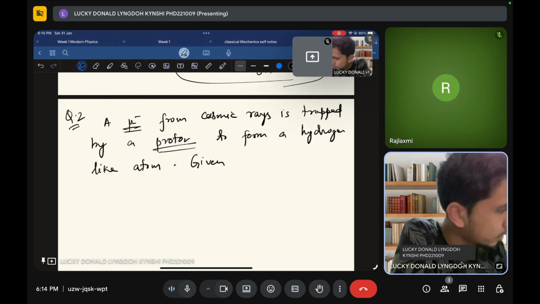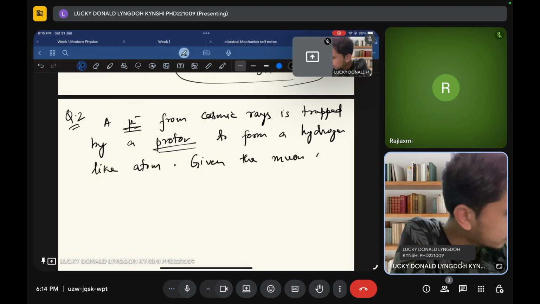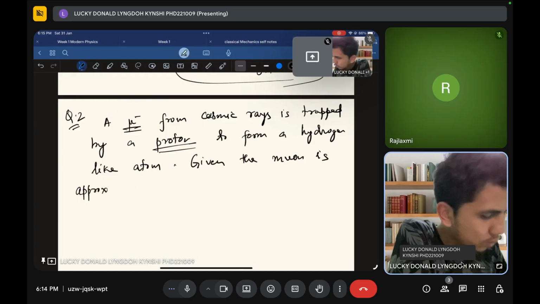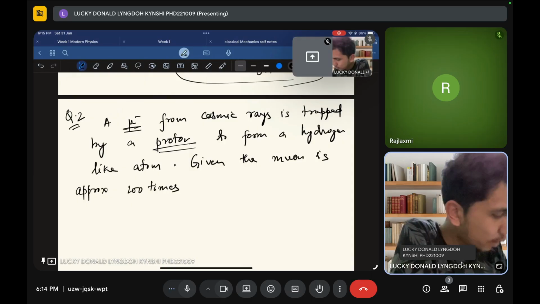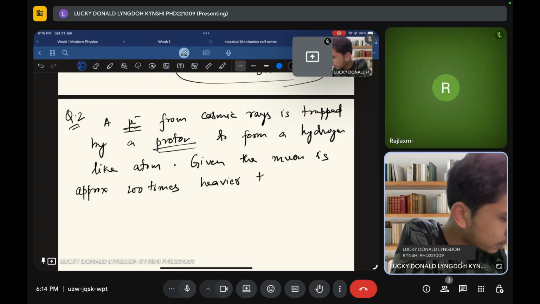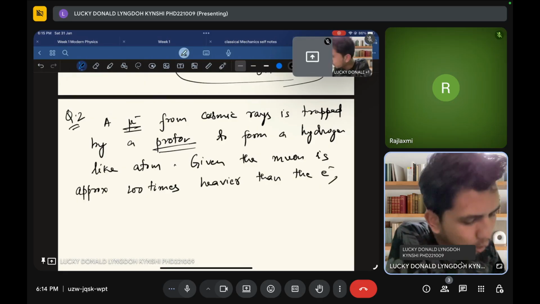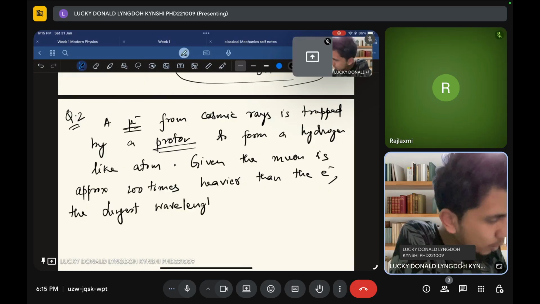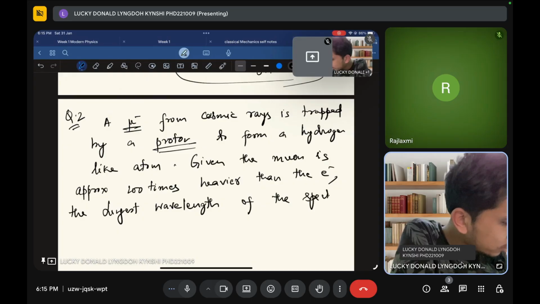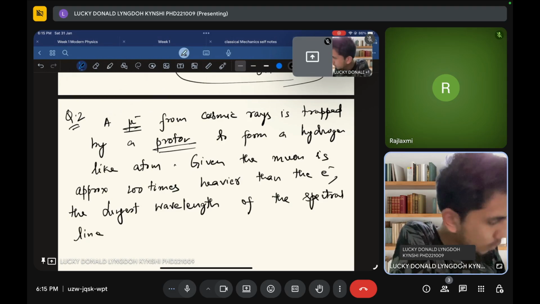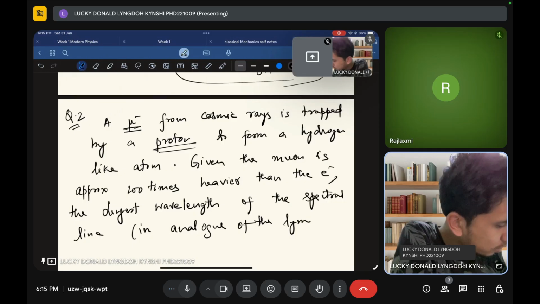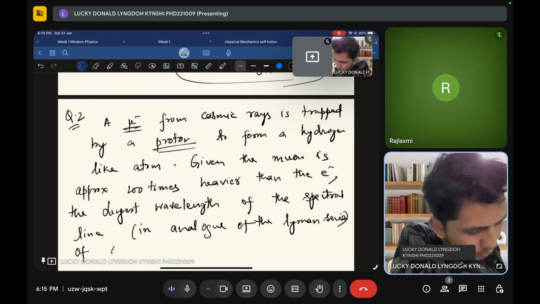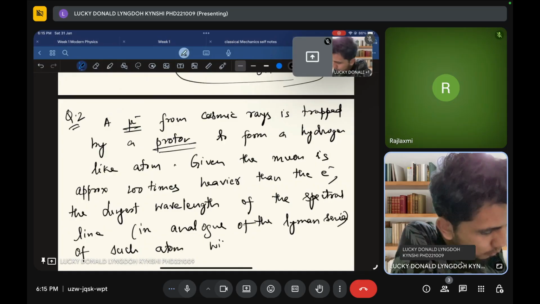Given the muon is approximately 200 times heavier than the electron, the longest wavelength spectral line in the analog of the Lyman series of such an atom will be dash. Okay, fill in the blanks.